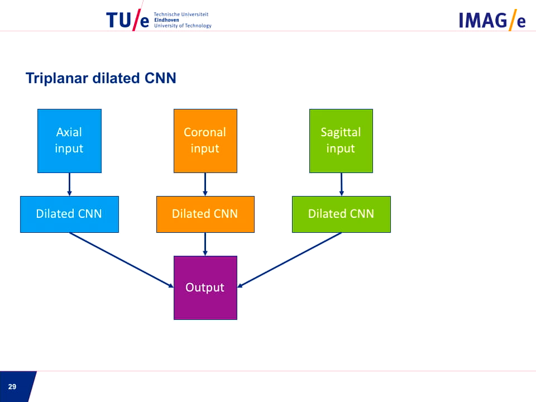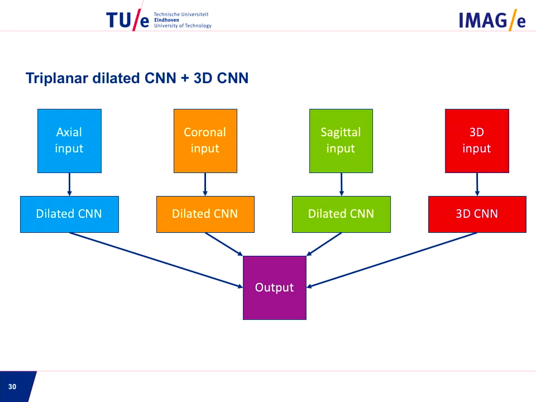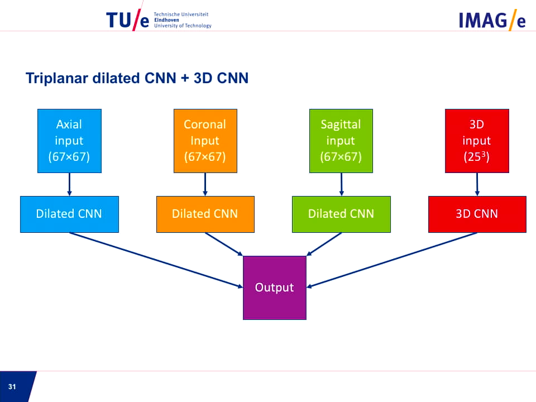So we took this idea of this dilated network and we applied it using the axial, coronal, and sagittal plane as inputs, and then made a decision about every voxel based on these 3 network branches. In addition, we also included a 3D input, so just a full 3D CNN. The input sizes are this 67 by 67, as we had before, and then the 3D input is a smaller box around the output voxel.